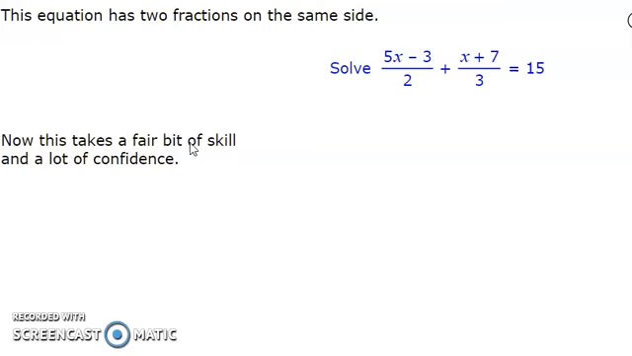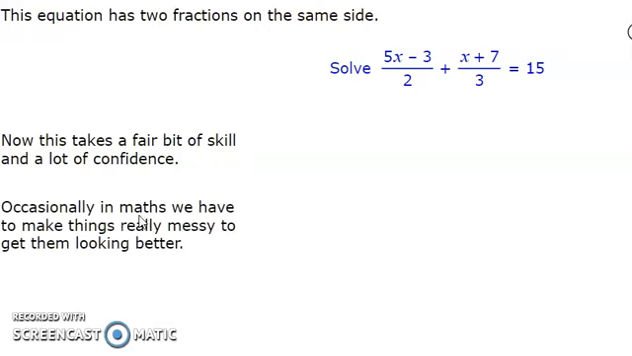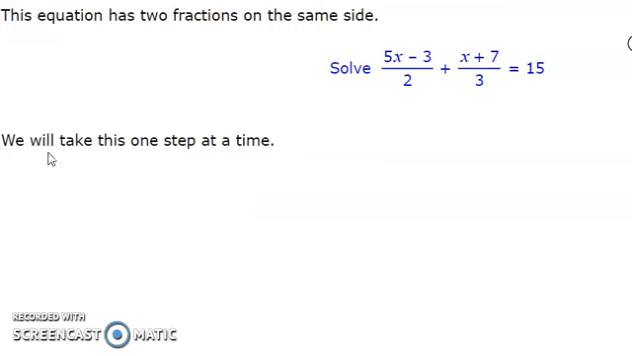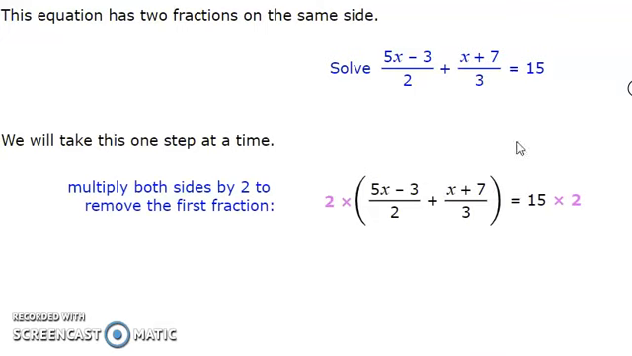This takes a fair bit of skill and a lot of confidence. So let us try to understand. Occasionally in maths we have to make things really messy to get them looking better. We will take this one step at a time. What we are going to do is multiply both sides by 2 to remove the first fraction. See, in the first fraction the denominator is 2, so first we will multiply by 2 on both sides.